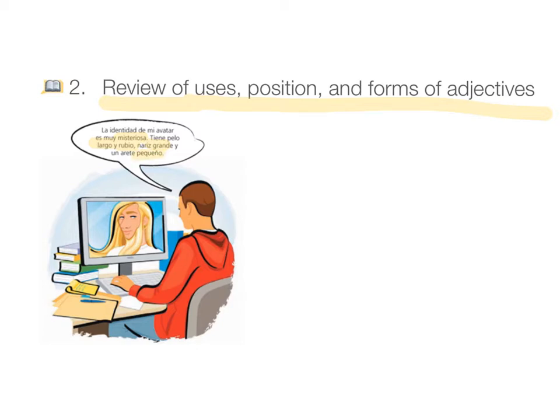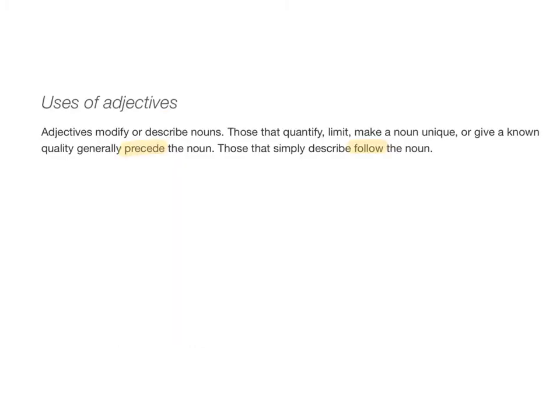All right, so let's look at some rules that you probably already know, but just in case, let's review. First of all, uses of adjectives. Adjectives modify or describe nouns. That's something that you should know from English. Those that quantify, limit, or make a noun unique, or give a known quality, generally precede the noun. Those that simply describe follow the noun. It's important to note the difference between these two because sometimes people think that adjectives in Spanish always follow the noun, but there are some times when they do precede the noun. So let's take a look at those.